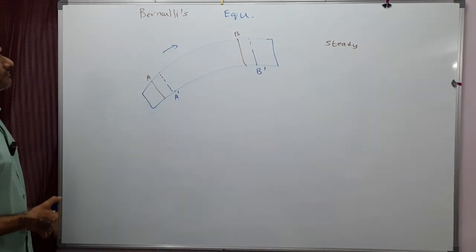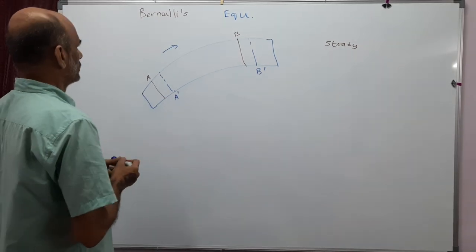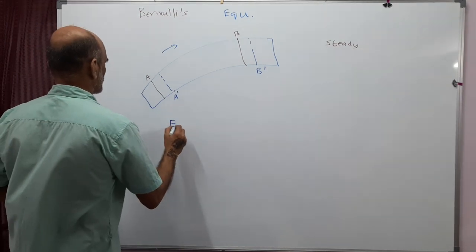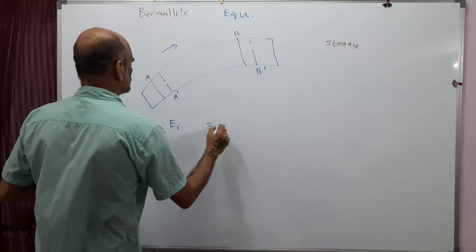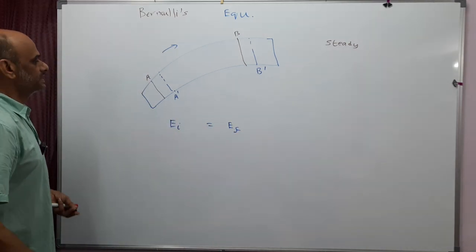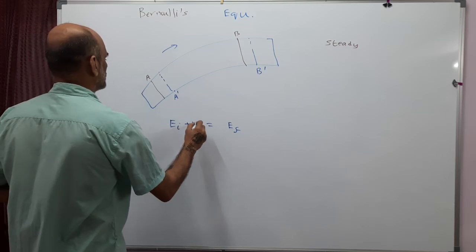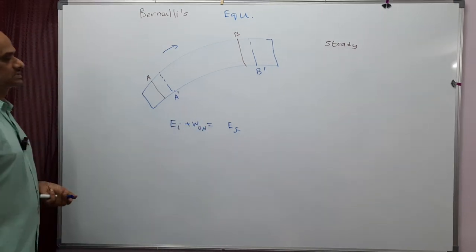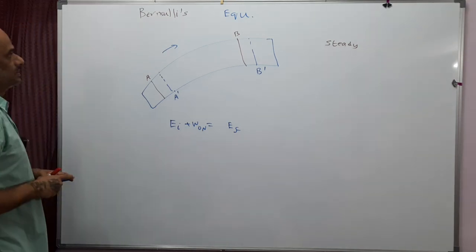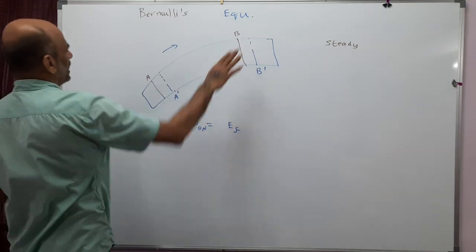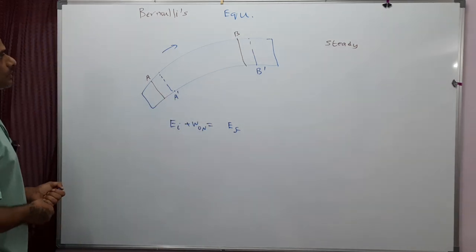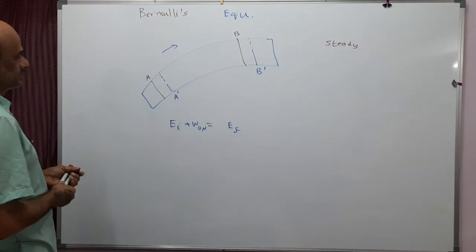So the energy of this identified fluid element will not change because energy is conserved. So initial energy equals final energy, and the work done on the fluid will increase its energy. This is the work energy theorem: energy is conserved except for the work done. Since the fluid is moving up, height has increased, so we have to push the fluid. So some work is done on the fluid.